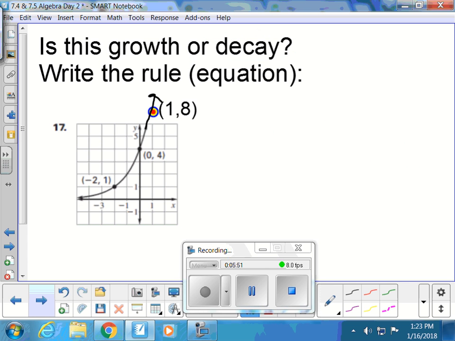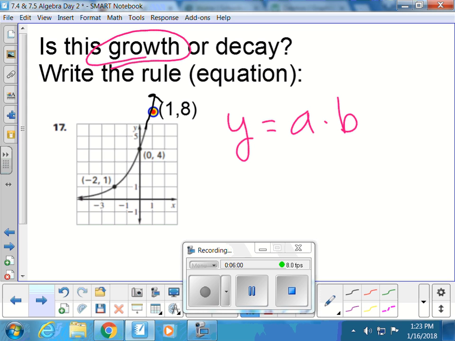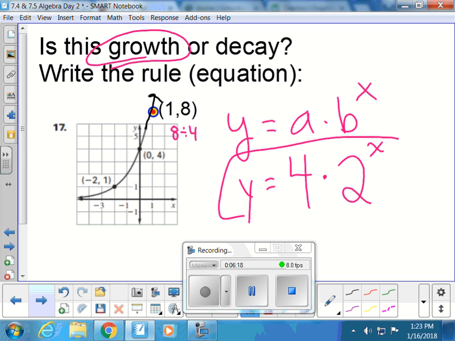All right, is this one growth or decay? Definitely growth. It's getting bigger from left to right. Here's my formula. What's the a value? The y-intercept. Good. And then to figure out what they're multiplying by to get from here to here, you can take your 8 and divide it by 4. Did you get 2? That's the formula. Just make sure your formula has both an x and a y in it. These formulas have that both.